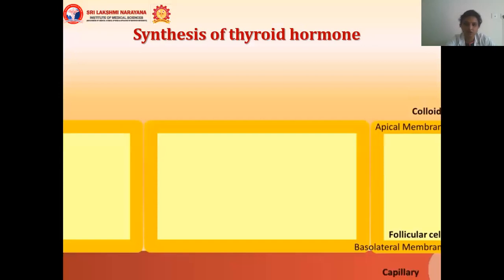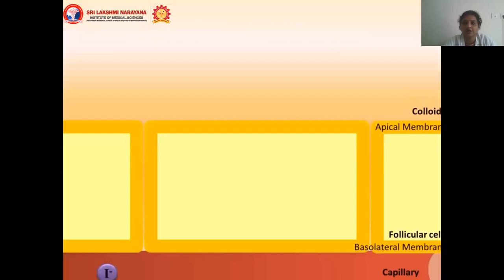Next, we'll move on to the synthesis of thyroid hormone. So what is the most important component for the production of thyroid hormone? It is iodine. Okay. So where is iodine present? It is present in the blood. So it is present in the capillaries. What is the source of this iodine? It is predominantly the food that we consume.